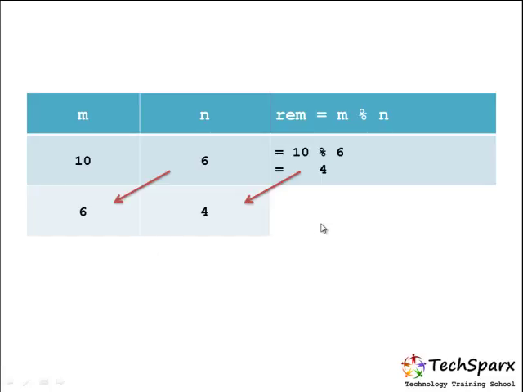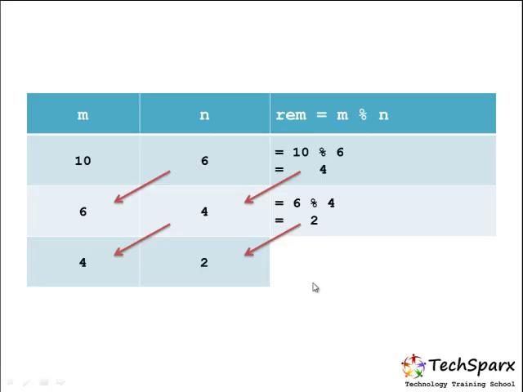So what is the first step? 6 modulus 4, that is, 6 modulus of my new m and n, m modulus n. 6 modulus 4 you will get 2. So what is my second step? Store the value of n in m. So the value 4 gets stored in m. Similarly, the rem value should go into n. So what is the statement? n is equal to rem. So these are the 3 steps.